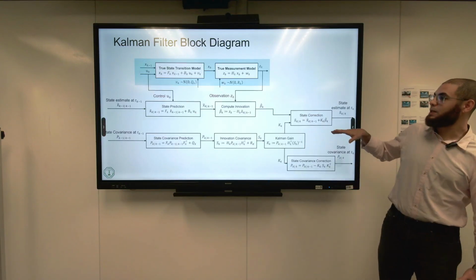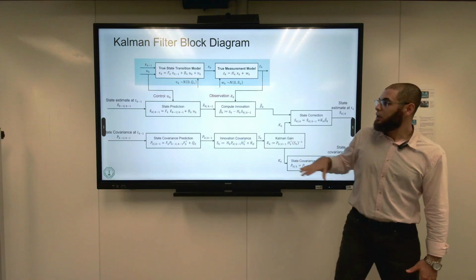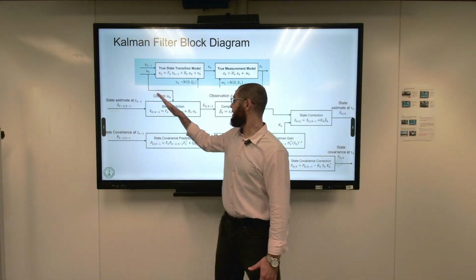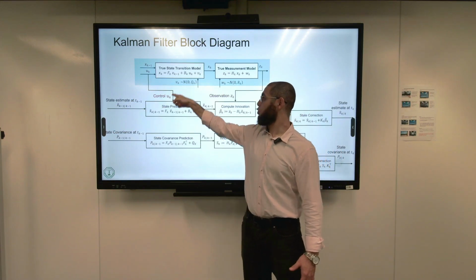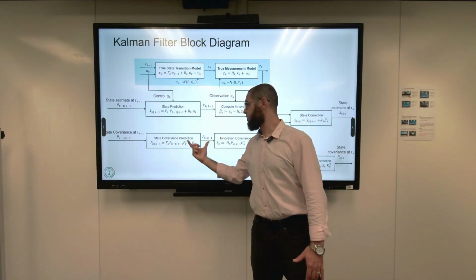And this was exactly the block diagram. So you take the mean and the covariance. After that, I do a prediction with the control input u, and then I do a prediction for the covariance.